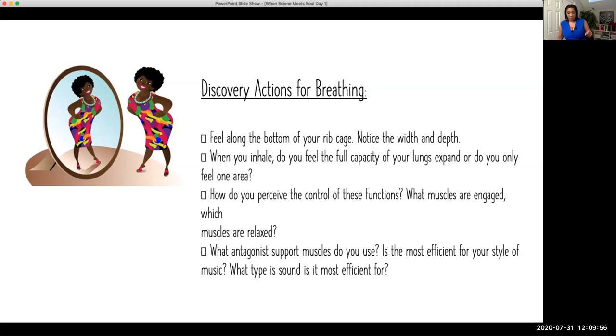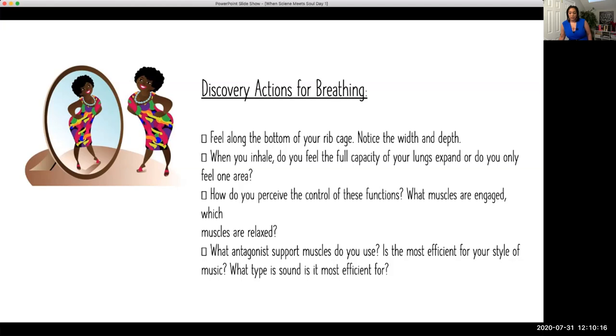Just because it's right doesn't mean it's right all the time. Right? And if it's not right, what is it efficient for? So then you can start to be like, oh, okay, when I'm getting ready to double dutch, I got to do this. But when I'm jumping rope, I'm going to do this. Okay?